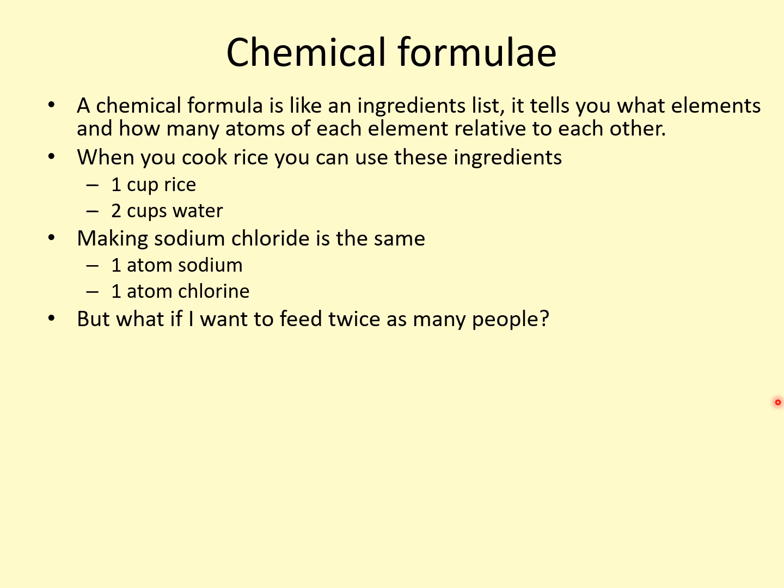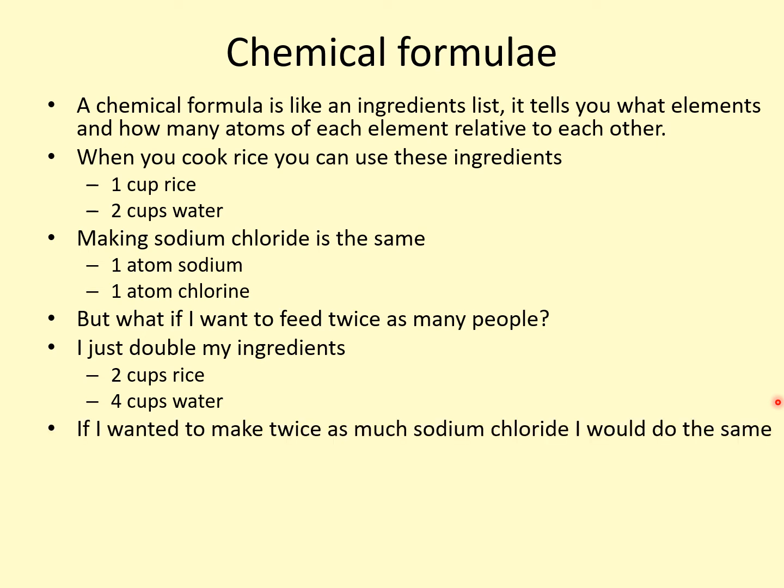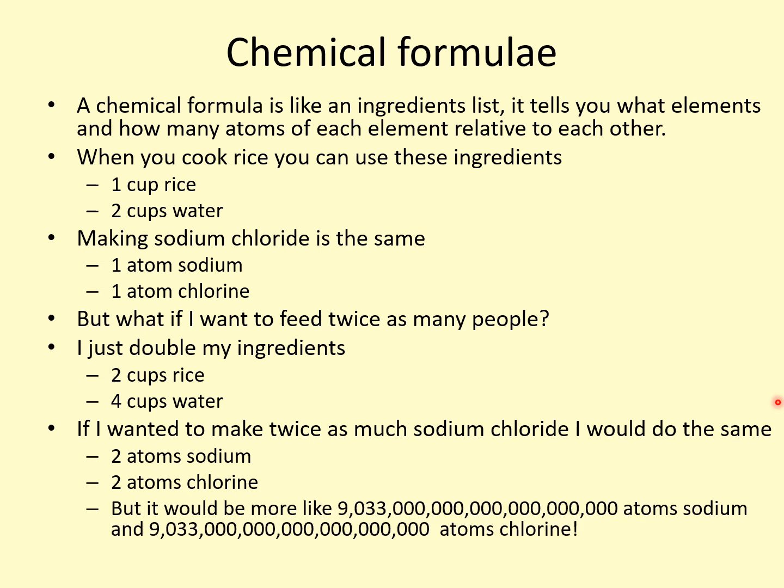But what if I wanted to feed twice as many people with my rice? I'd just double my ingredients, right? So I get 2 cups of rice instead of 1 and 4 cups of water instead of 2. I've just doubled my ingredients up. If I wanted to make twice as much sodium chloride, I'd do the same thing. I'd just double it up: 2 atoms of sodium and 2 atoms of chlorine.